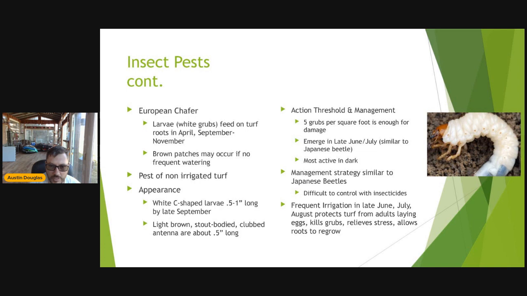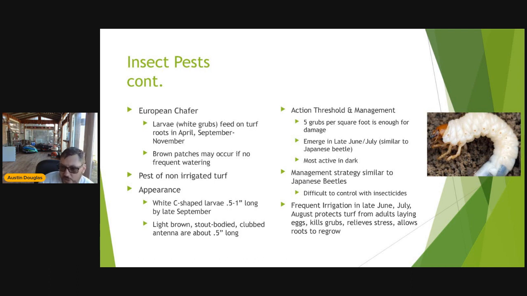They emerge in late June, July, similar to a Japanese beetle. They're most active in the dark. Management strategies are similar to Japanese beetles, which we're going to get into after this one. They're difficult to control with insecticides, so that's a note.